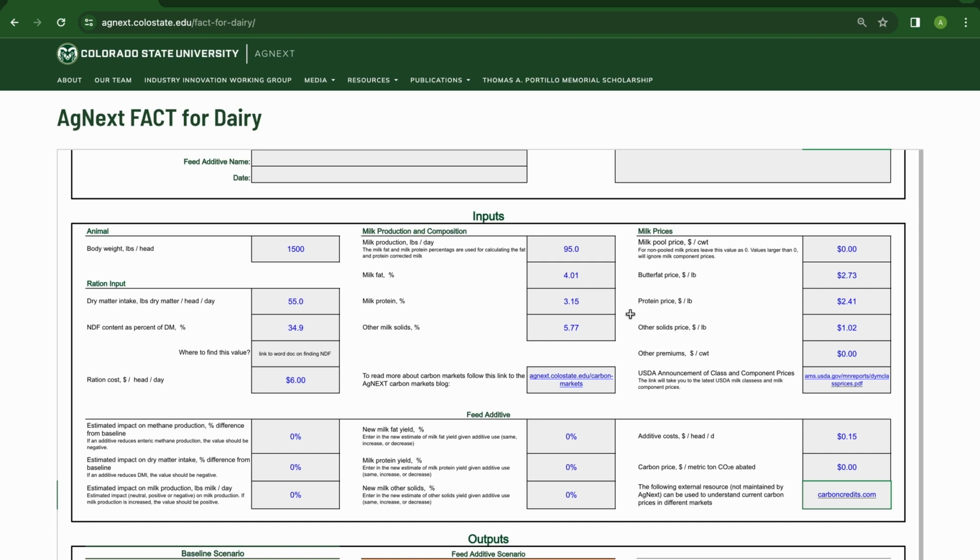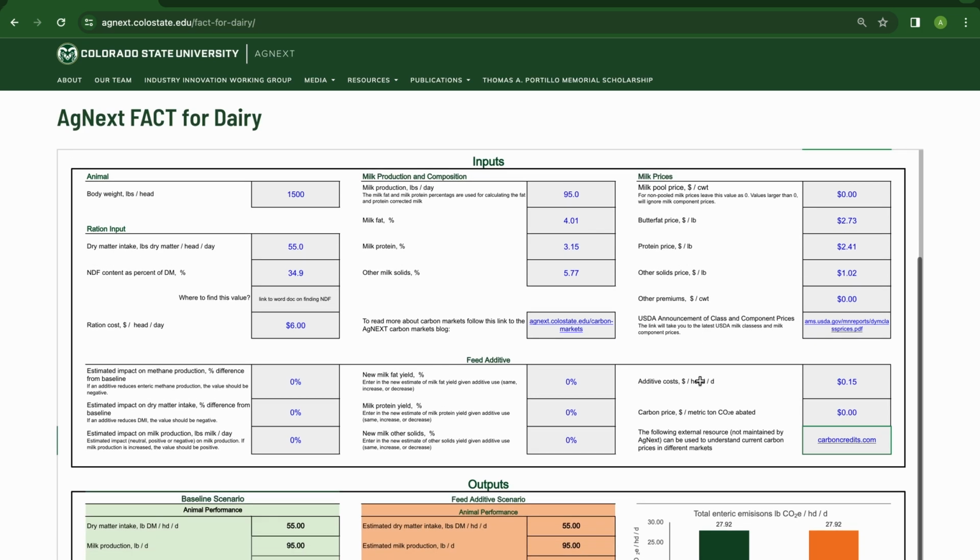The key thing to point out here in this upper section is you have two options when you're entering milk prices. You can either enter a milk pool price in terms of a dollar per hundredweight value, or you can enter individual prices for the components such as butterfat, protein, other solids, and that'll calculate a hundredweight price for you based on those inputs you enter.